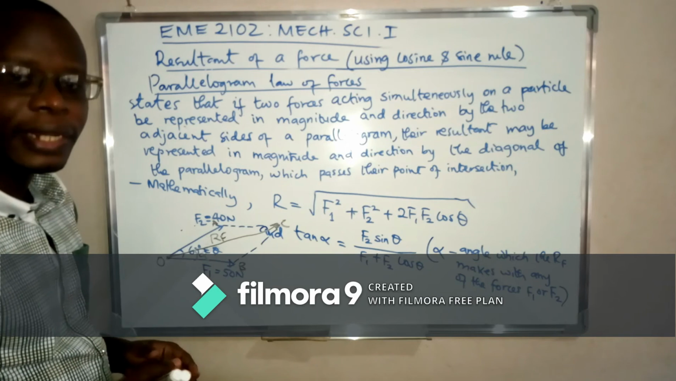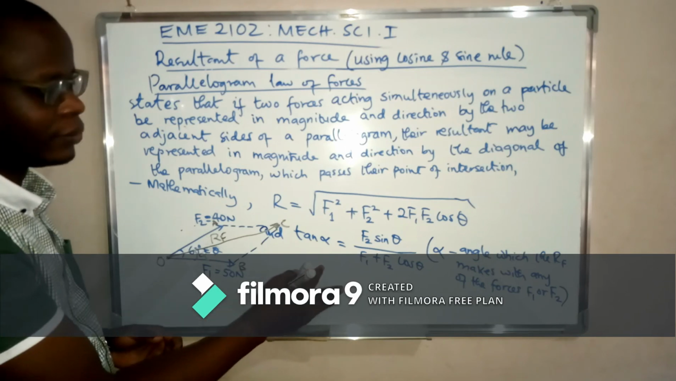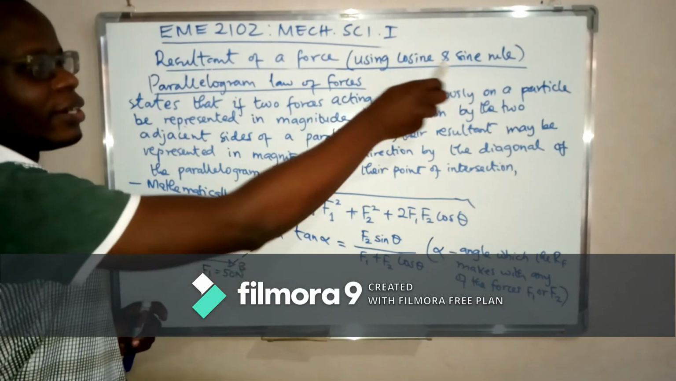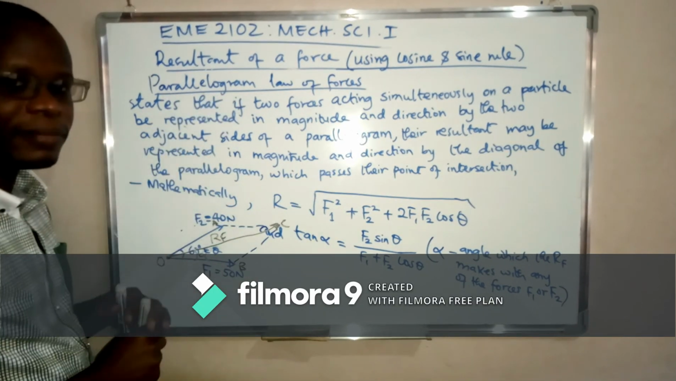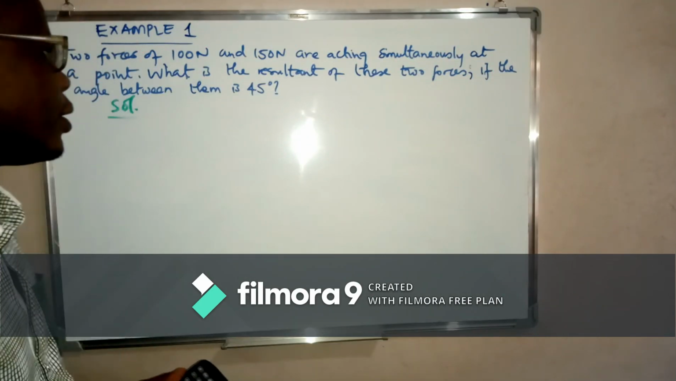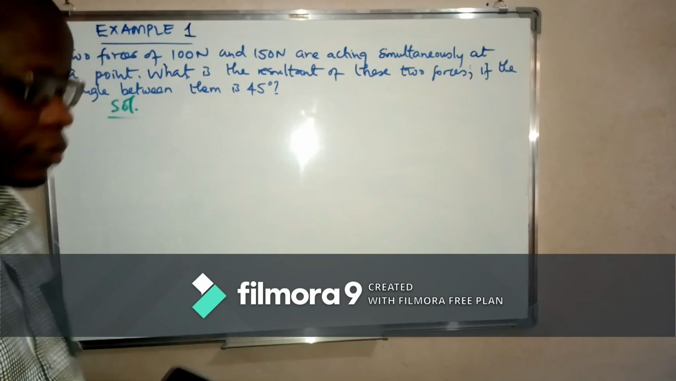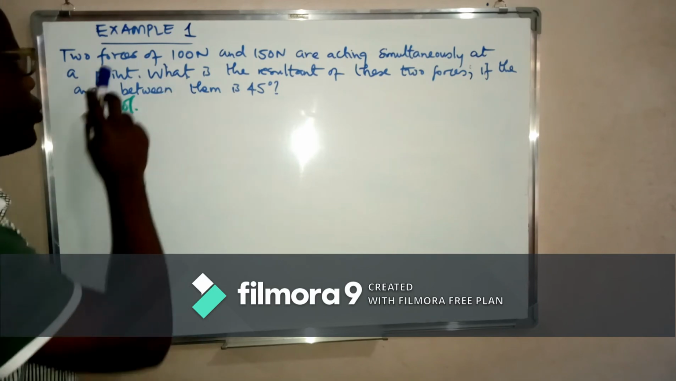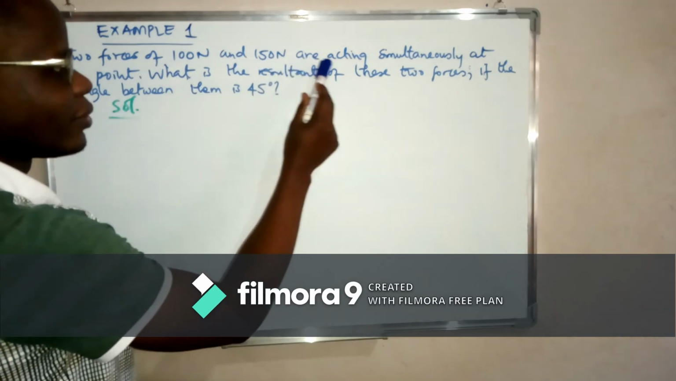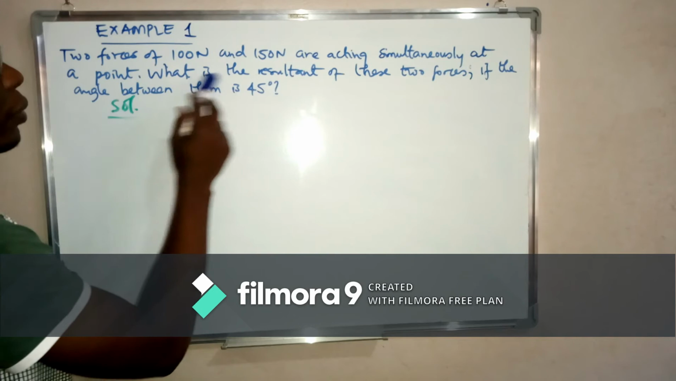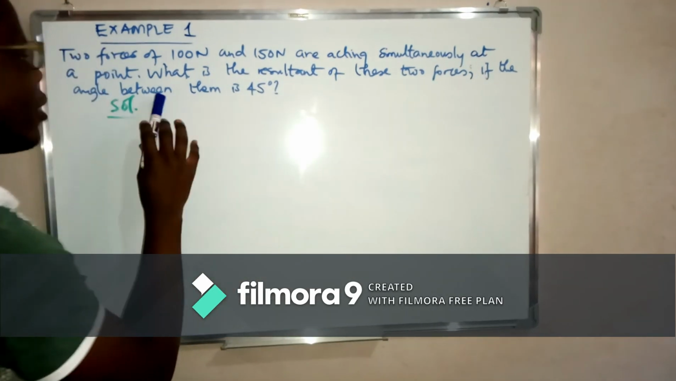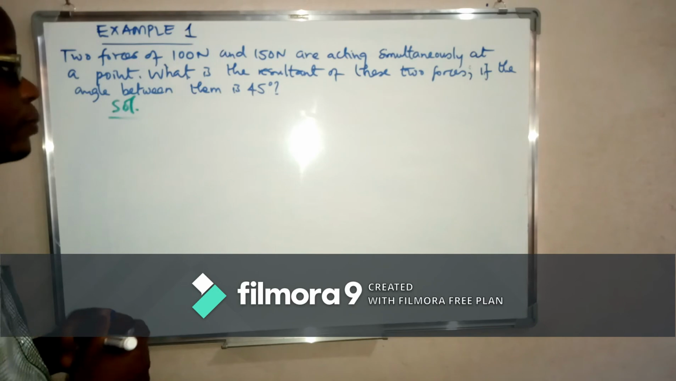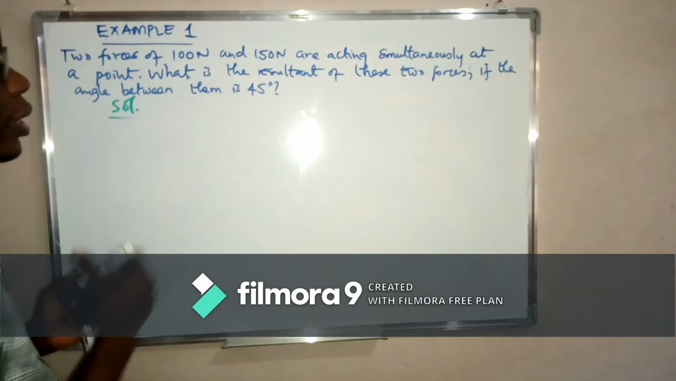Let's go ahead and look at one example of how we can tackle these problems, getting the resultant of a force using the cosine or sine rule and the parallelogram law of forces. Here is a quick example of what we have just covered. The question reads: two forces of 100 newtons and 150 newtons are acting simultaneously at a point. What is the resultant of these two forces if the angle between them is 45 degrees? The first thing we are supposed to do is to draw a diagram that will guide us on how to work out this problem.